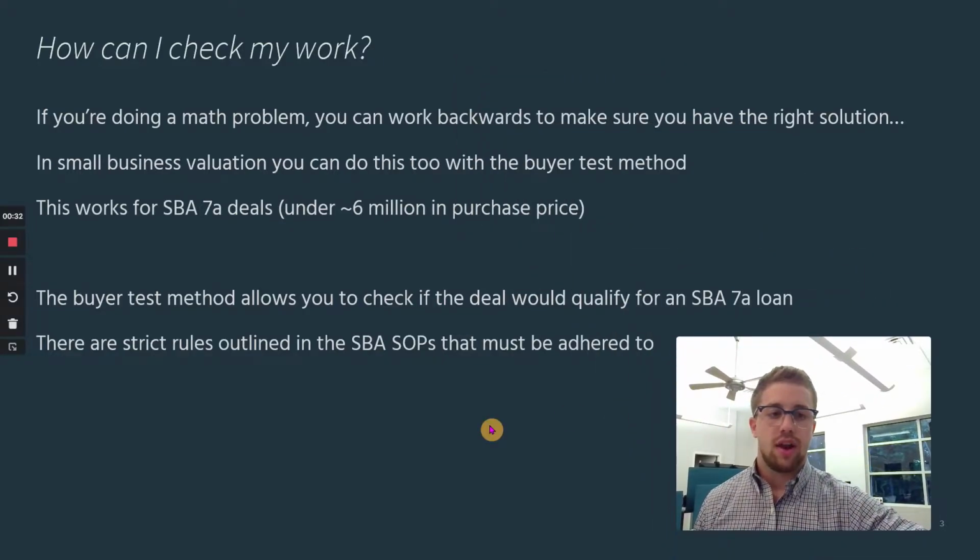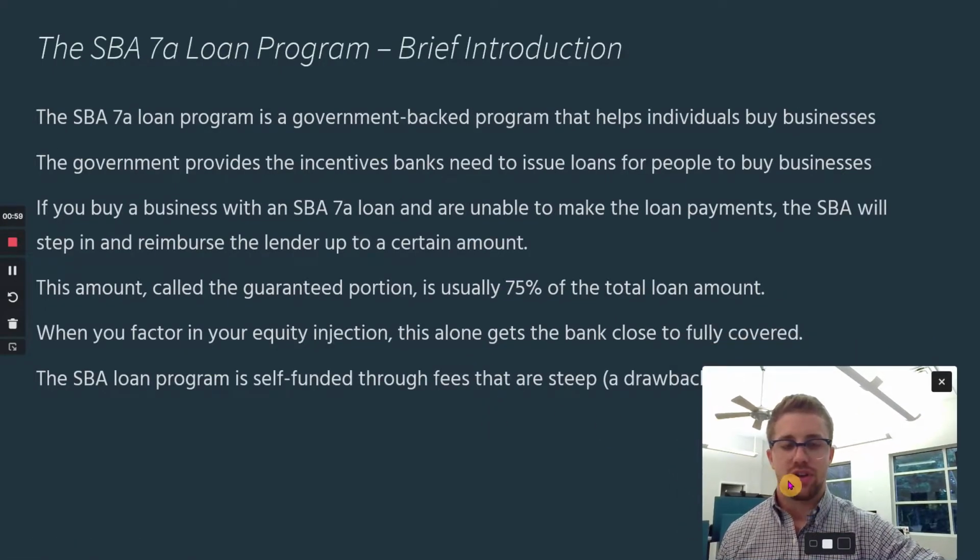Like a lot of math problems, you can use this to start from the end and work back to the beginning and test out your assumptions. The buyer test method works specifically for SBA 7A deals, so that would be a business under about $6 million in purchase price. And there are some pretty strict rules outlined in what are known as the SOPs, the SBA 7A Standard Operating Procedures, and we'll reference those to give you a basic overview.